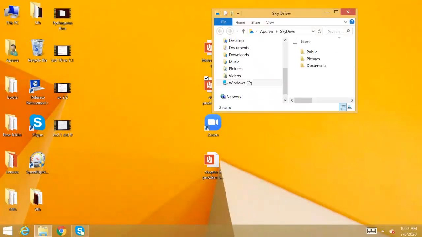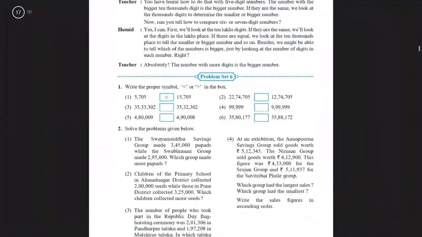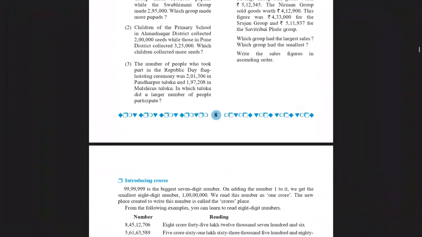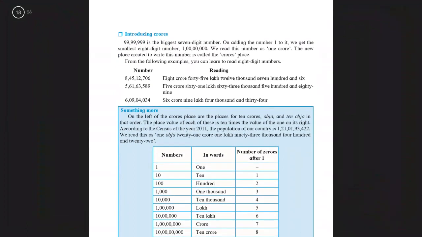Now, we finished with problem set 6. Now children, when you write this exercise, you will begin with problem set 6, write down question number 1 and 2. After this, you will write the next topic, introducing crores. Now here, I'll first explain to you and then tell you what is to be written in your classworks.